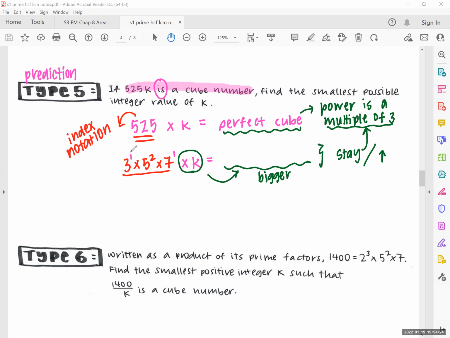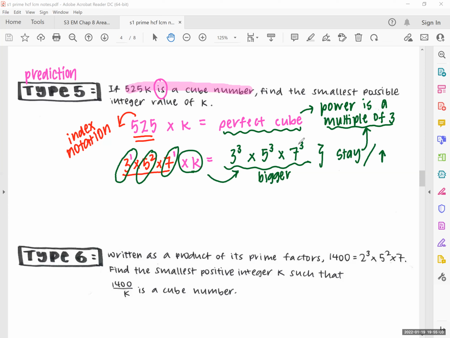Okay, so let's look at the first one. Can you see here, it's 3 to the power of 1. Does it satisfy as a multiple of 3? No. So it should be 3 to the power of what? 2 will not give you a multiple of 3. It's cube, 3 to the power of 3. Yes. Next up, can you see here 5 squared? The power, is it a multiple of 3? No, right? It is actually 5 to the power of 2. So what should be the correct answer? It should be 5 cubed. Next up, we have 7 to the power of 1. Also doesn't satisfy the condition. So it should be 7 to the power of 3.